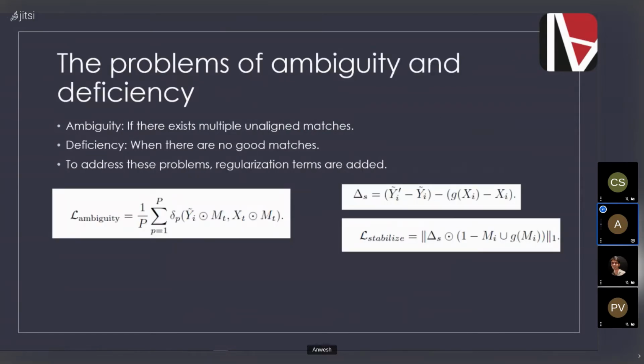In the starting, we address the problems of ambiguity and deficiency. The ambiguity is when there are multiple unaligned image matches. So we have found matches, but they are not properly aligned, and they may not properly fit. And deficiency is when there are no good matches. So we haven't found any good matches at all to add in the masked region. To address these problems, we add two more loss terms. You can see the loss for ambiguity and the loss for stabilization.